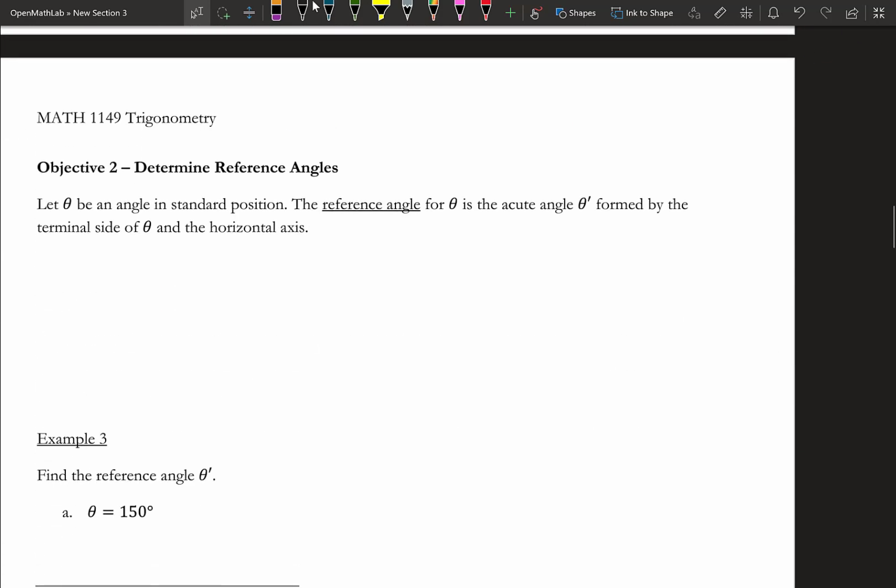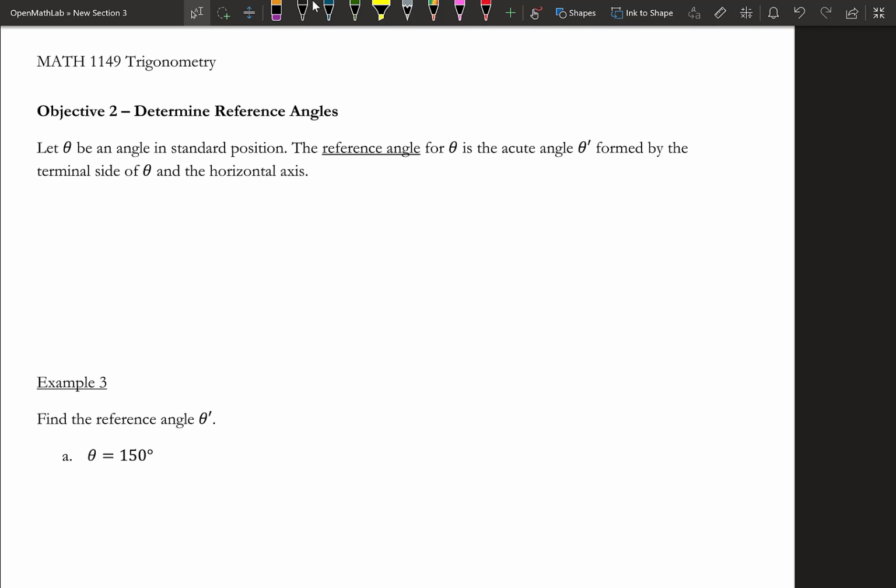Right. So now we're ready to move on to objective 2, which is determining reference angles, right? So if we let theta be an angle in standard position, the reference angle for theta is the acute angle. We often denote that as theta prime, and it's formed by the terminal side of theta and the horizontal axis, right? So let me show you what this means for each quadrant. So in quadrant 1, theta is going to look something like this. So here's theta. So this would also be the same thing as theta prime, right? The reference angle would be the angle. So anytime you have an angle that's in quadrant 1, your reference angle is just going to be equal to theta, right?